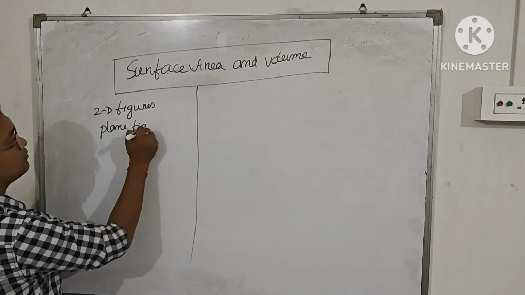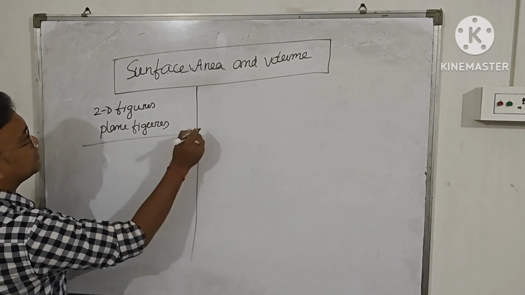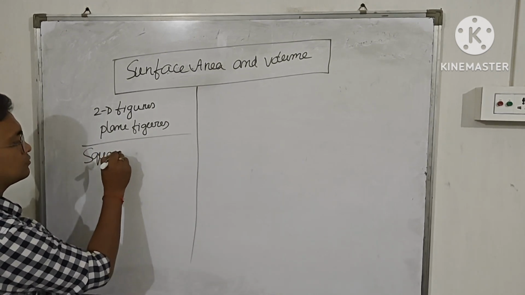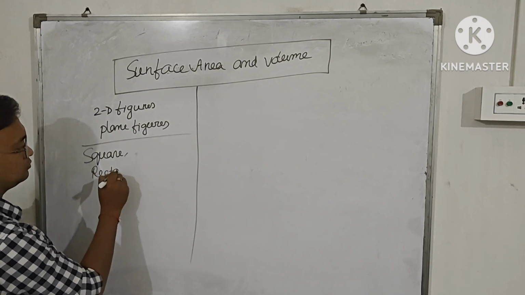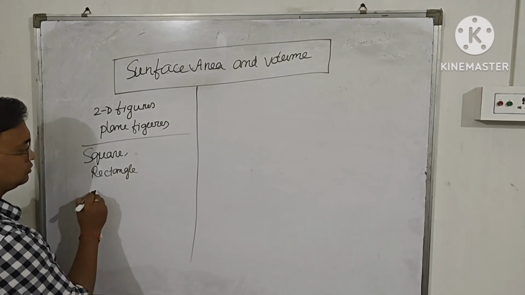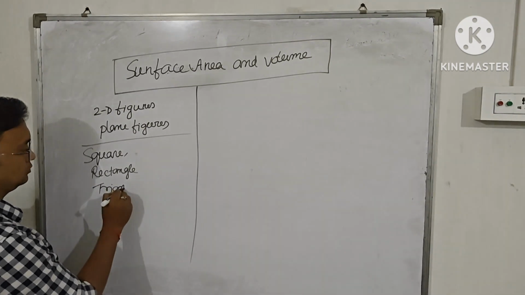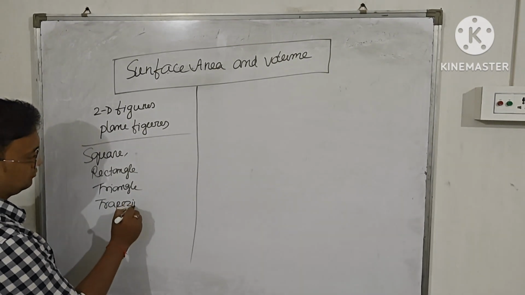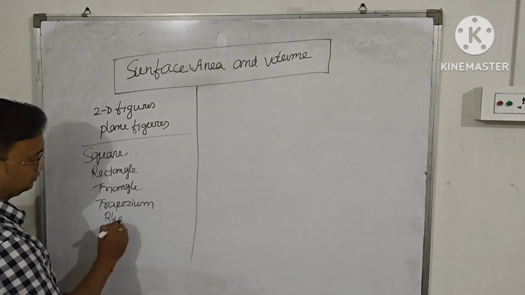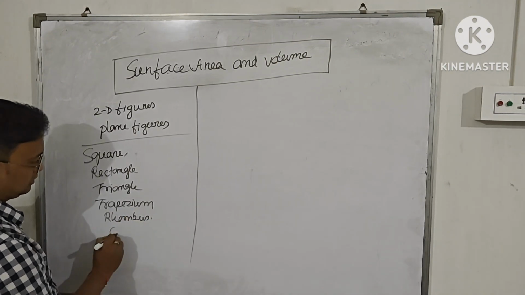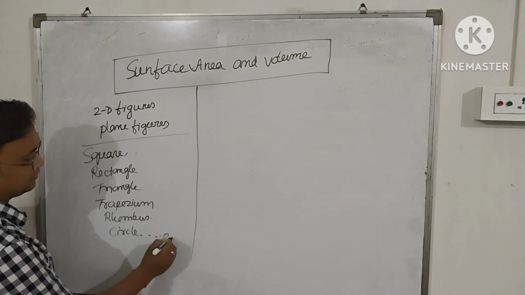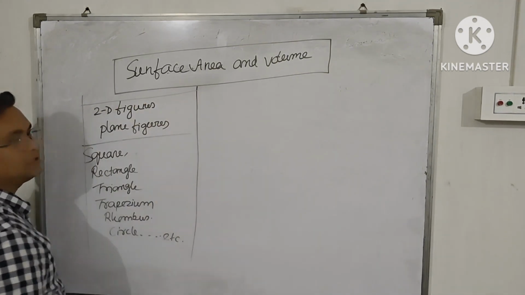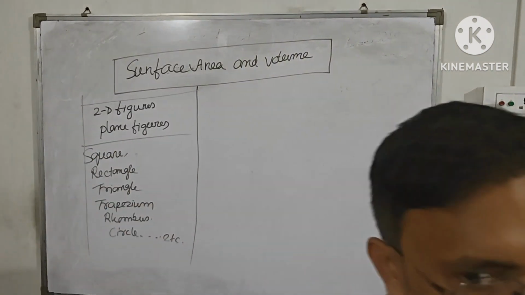plane figures which we can plot on a piece of paper. For example, square, rectangle, or triangle. Then trapezium, rhombus, circle, and many more, etc. So these are two-dimensional figures. That means we can plot these figures on a piece of paper, right?